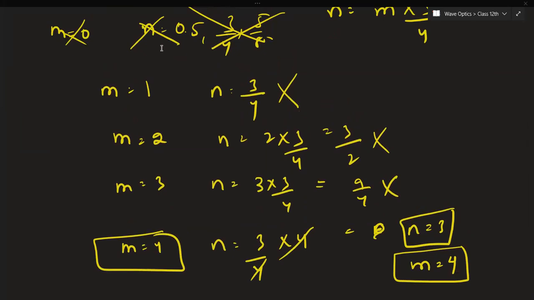See, both the fringes are having some fringe number. Like n is having 3 fringe. So the third fringe of the one wave matches or overlaps with the fourth fringe of the other one. Like this. This is the meaning of the answer. N as 3 and M as 4.